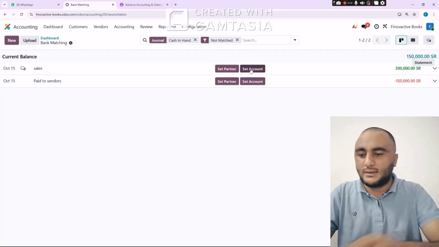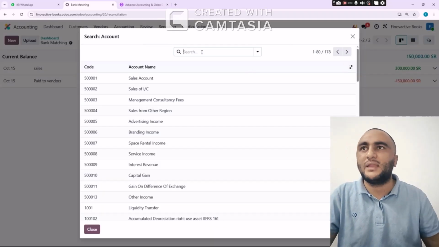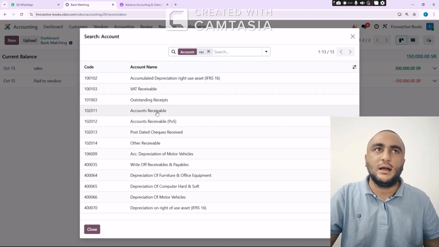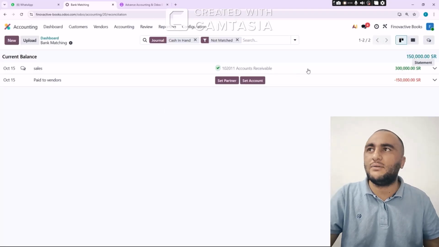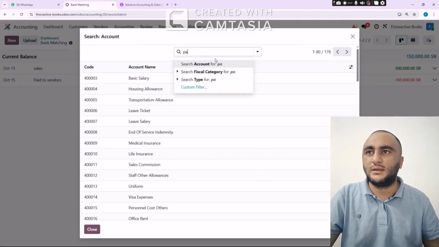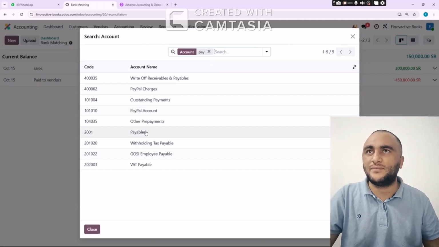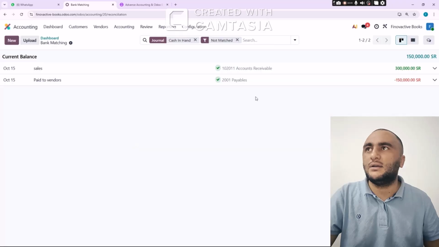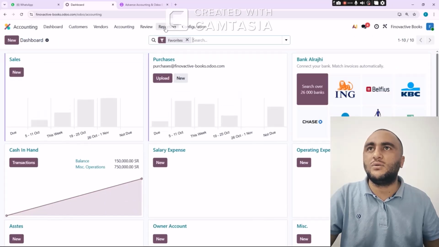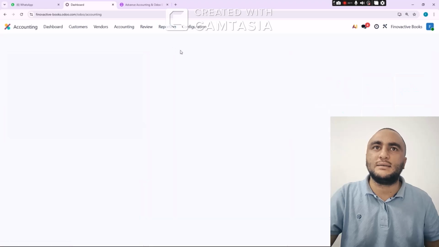This 300,000 is receivable. So receivable account, here account receivable, I have reconciled this. Here I will set payables. Here you can set payables. Now it's got reconciled. And our balance sheet will look the same as in Excel.